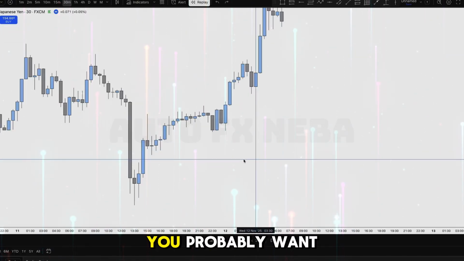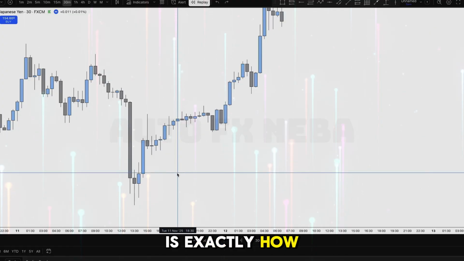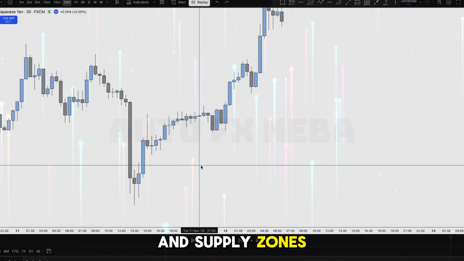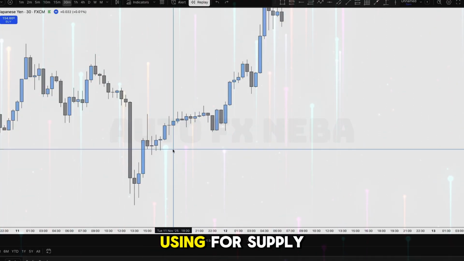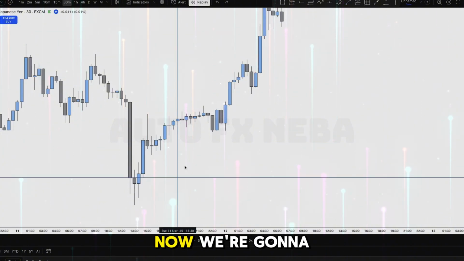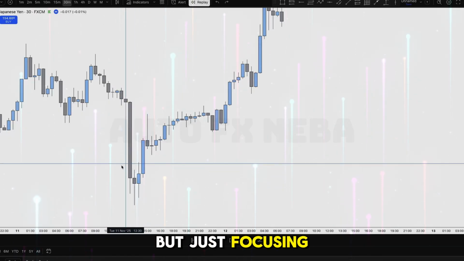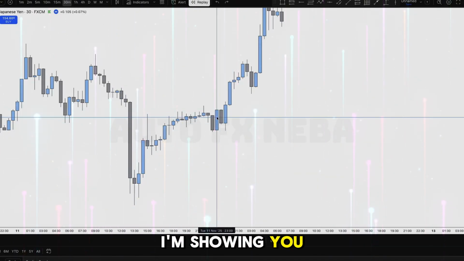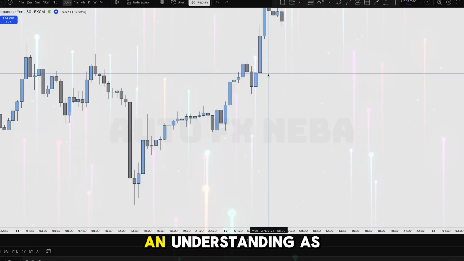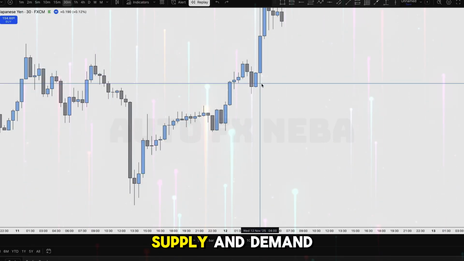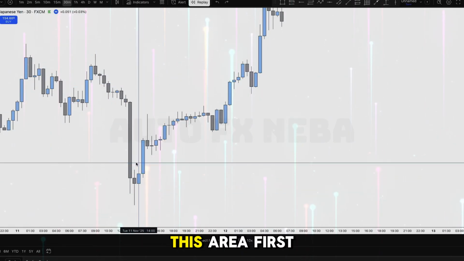Okay, so something I'm sure you probably want to know is exactly how I plot demand zones and supply zones and how I choose the candles that I'll be using for supply or demand. Now, we're going to look at this bit of price action. It's not the cleanest, it's not coming out the best trend, but just focusing on the areas I'm showing you as we go, because it will give you an understanding as to how we plot supply and demand zones, okay? So we're going to focus in on this area first of all.